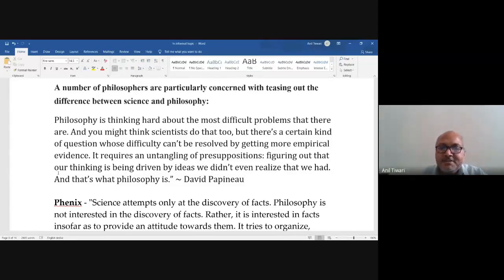And you might think scientists do that too, but there is a certain kind of question whose difficulty can't be resolved by getting more empirical evidence. It requires an untangling of presuppositions, that is, figuring out that our thinking is being driven by ideas we didn't even realize that we had. And that's what philosophy is, which simply means that if you have enough empirical evidence, your theory is supported, your theory is scientifically established.